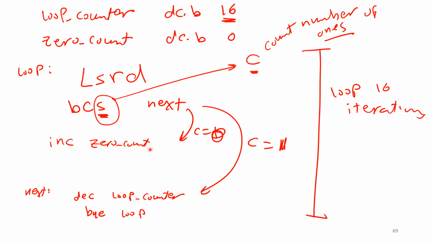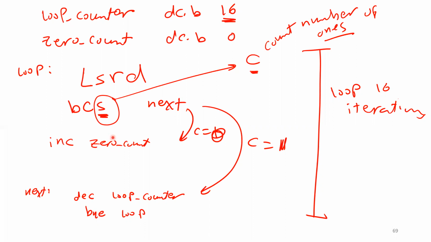So skip this step, right? So if the carry is equal to 1, come here. If the carry is equal to 0, it's going to come here because this one is going to branch if carry is set. I explained this instruction before. So if the carry is 1, it's going to skip to here. Otherwise, it's going to increment the counter here. Is that clear, guys? Okay.